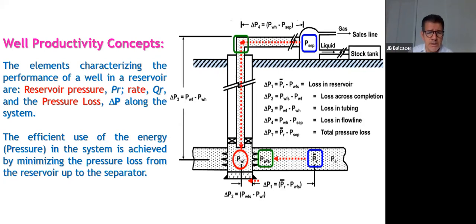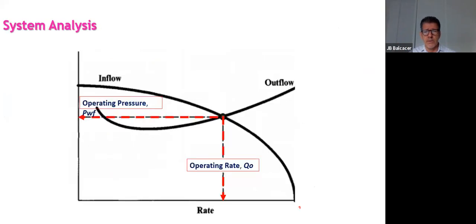The efficient use of the energy, the pressure in the system, is achieved by minimizing the pressure loss from the reservoir up to the separator. So there are many elements that we need to know. In this particular case, the additional piece we are adding to this system is the ESP. So we have to know how that element relates to the whole system regarding the pressure.